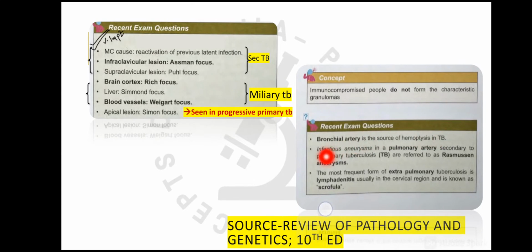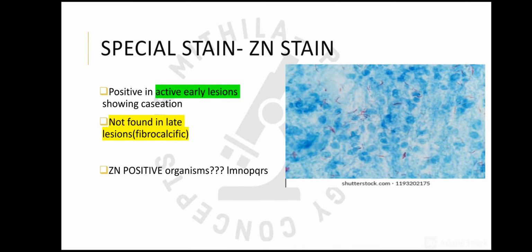And another important thing is that the bronchial artery is the source of hemoptysis in tuberculosis, and infectious aneurysms in the pulmonary artery secondary to pulmonary tuberculosis are known as Rasmussen aneurysms. Also, extrapulmonary TB is TB which occurs in any site other than the lung, and most commonly it is seen in cervical lymph nodes where it is called scrofula. So these are the high yield points that you should know for the MCQs and sometimes for the viva also.